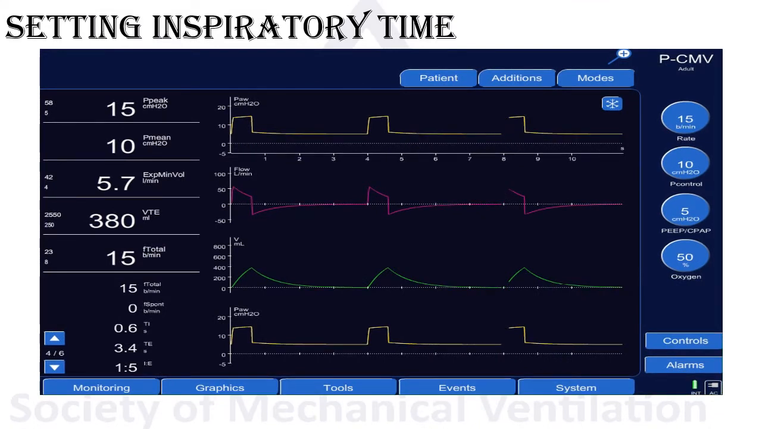The flow curves are very important in setting the inspiratory time, especially in the pressure control modes. So in this case, the patient is in pressure control, respiratory rate 15, driving pressure 10, PEEP of 5. And if you notice, his tidal volume is 380, his inspiratory time is 0.8. So how do we set the inspiratory time to get the maximum tidal volume without having to go up on the driving pressure here? Remember, as we mentioned before, tidal volume is basically the flow over time.